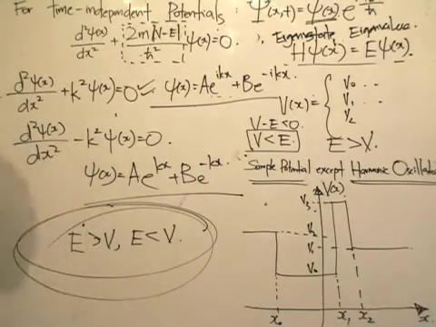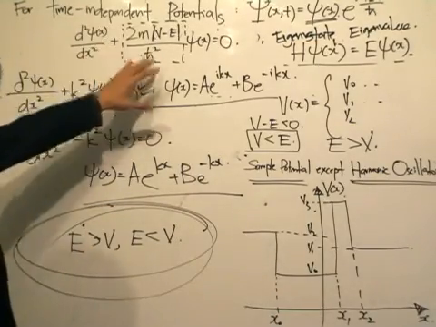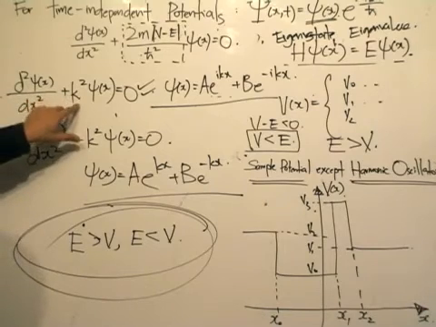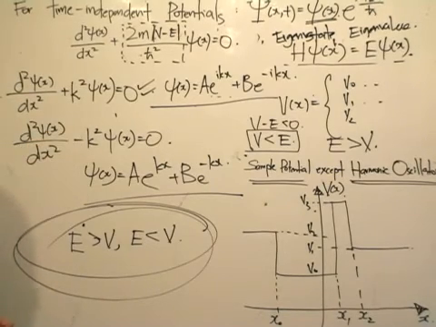But for now, all we need to know is the solutions of the Schrödinger equation if it takes either this form of plus k squared or minus k squared phi x.